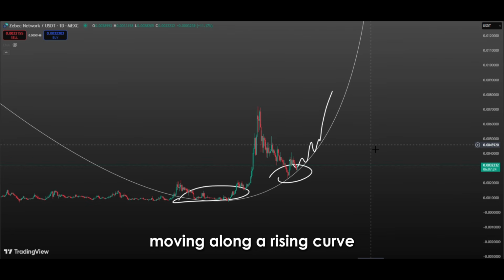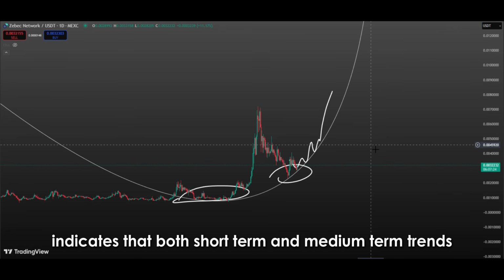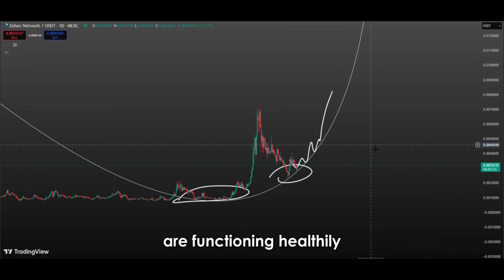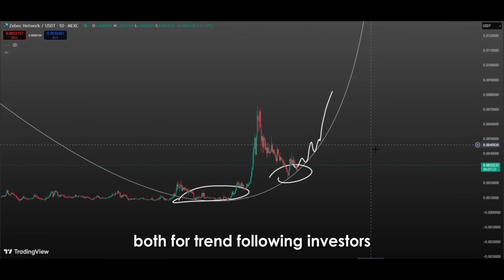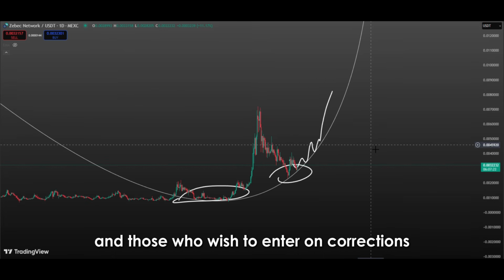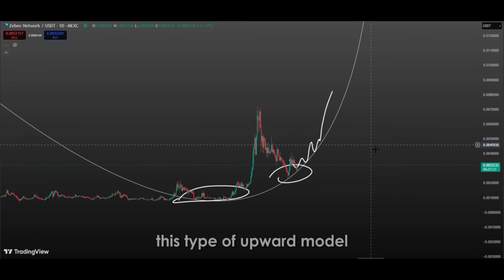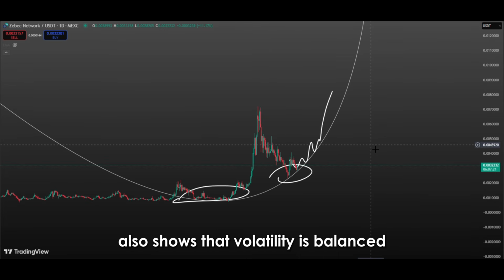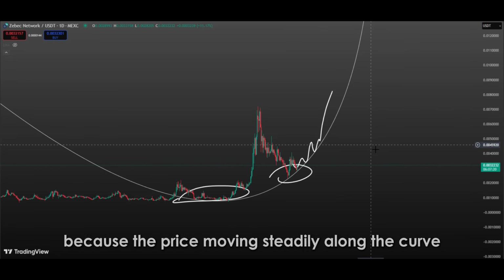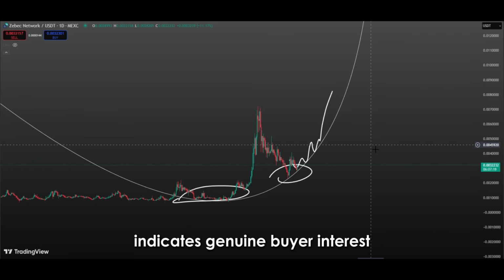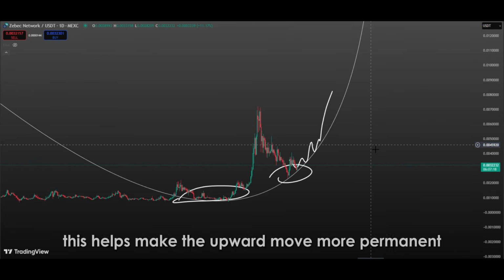Additionally, the price moving along a rising curve indicates that both short-term and medium-term trends are functioning healthily. Thanks to this structure, opportunities arise both for trend-following investors and those who wish to enter on corrections. This type of upward model also shows that volatility is balanced and the risk of market manipulation is reduced, because the price moving steadily along the curve indicates genuine buyer interest rather than artificial pumping. This helps make the upward move more permanent.